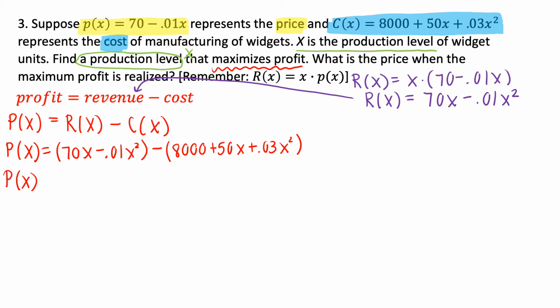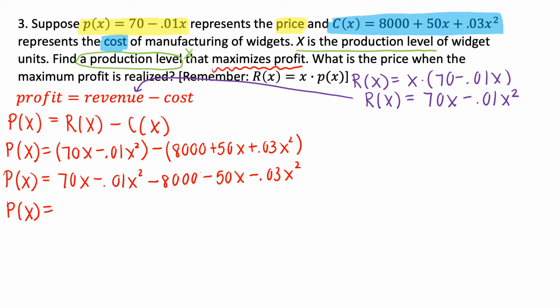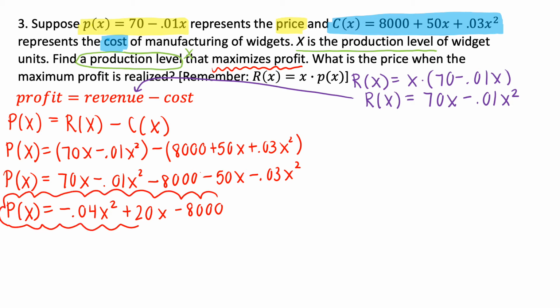Just make sure we distribute any negatives. So I have 70x minus 0.01x squared minus 8,000 minus 50x minus 0.03x squared. And then combining all like terms, I'm going to write my P of x equation in standard form as negative 0.04x squared. Then 70x minus 50x gives us plus 20x minus 8,000. So finally, we found our profit equation that we want to maximize. So just extra steps at the beginning before we find that equation. From there, it's the same.